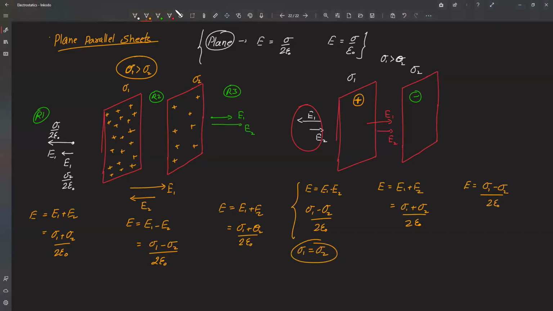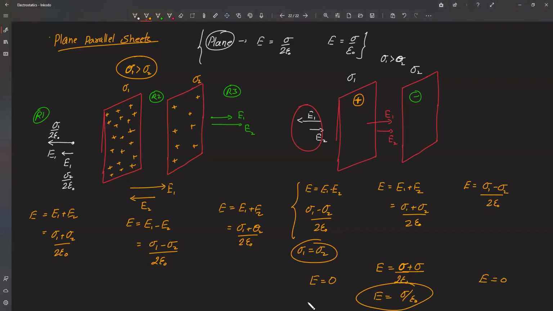And that's why, what if sigma 1 is equal to sigma 2? What if this is the situation? If that is the situation, you know that E in the first case will become what? 0. Third region, 0, right? Sigma 1 minus sigma 2, and sigma 1 and sigma 2 are the same. So that's why it will be 0. But in the region in between, E will be equal to sigma divided by 2 epsilon naught, or sigma plus sigma divided by 2 epsilon naught. That means the electric field will be equal to sigma divided by epsilon naught, right?